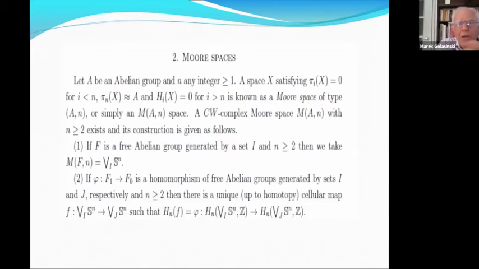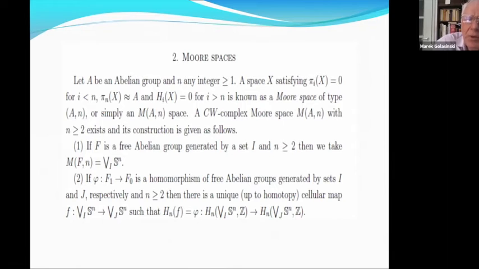Okay, so now we move to Moore spaces, from which we began our talk. So let's say some details. Given an abelian group A and an integer n greater than 1, a space X satisfying the property that the homotopy groups of this space are 0 if i is less than n, the homotopy group of X coincides with the group A, and the higher homology groups of X are trivial. Such a space is called a Moore space of type (A, n), and is denoted by M(A, n).